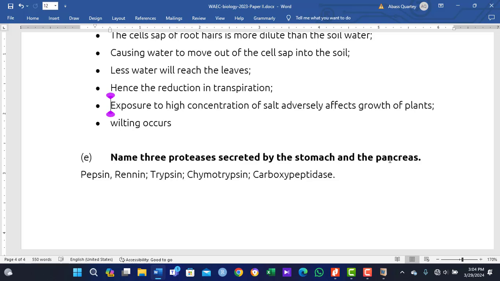chymotrypsinogen into chymotrypsin, right? All these are enzymes that chemically digest proteins into polypeptides and peptides, and then finally we have amino acids. Carboxypeptidase, secreted as procarboxypeptidase, is now activated by trypsin into carboxypeptidase, and then they go ahead to digest proteins as earlier stated.